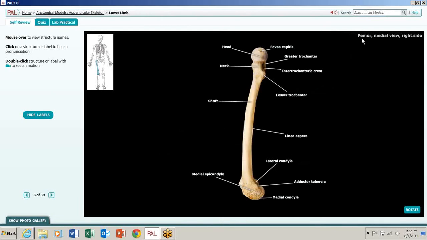This is the femur, and it's the medial view, the right side. And again, it's kind of hard to see some of the structures in this. The fovea capitis, there's the head, there's the greater trochanter, there's the lesser trochanter, linea aspera, lateral condyle, medial condyle, medial epicondyle, and there's the shaft, the neck, and the head.